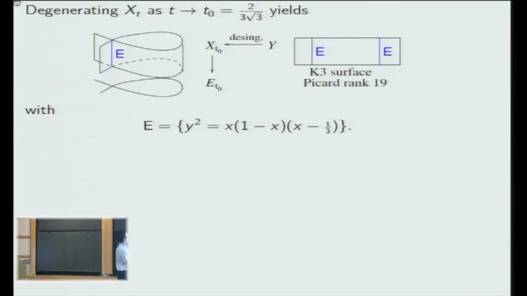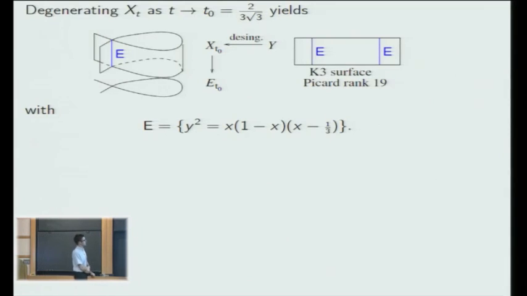So now if I degenerate X_t as t goes to t naught equals 2 over 3 root 3, one of the points I said we had to avoid. And now I'm letting t vary so that I have a family of elliptically fibered surfaces. The degeneration looks like this. You can set this up so that the total space is smooth in the neighborhood of this fiber. And when you normalize, you get a K3 surface of Picard rank 19.